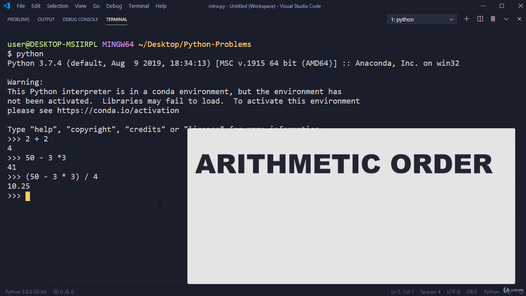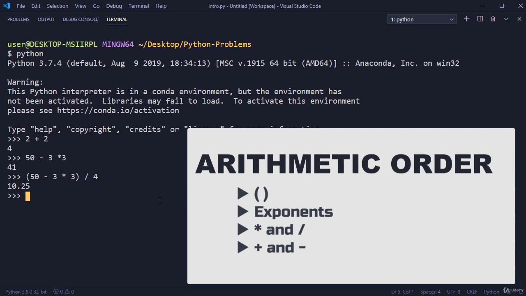The order of these operations is: first, parentheses. Calculate your parentheses first. Second, exponents if they exist. Third, multiplication and division from left to right. Fourth, addition and subtraction operations from left to right also.